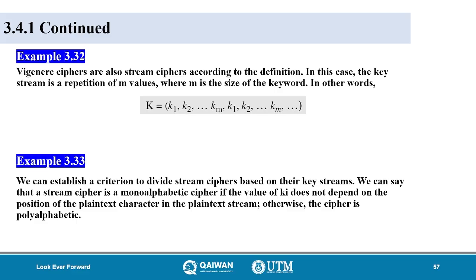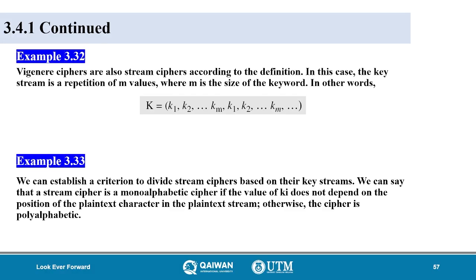332. Vigenère ciphers are also stream ciphers according to the definition. In this case, the key stream is a repetition of m values, where m is the size of the keyword. In other words, K is equal to K1, K2, K3 until it reaches Km. Now the K1 again repeats itself until the end.